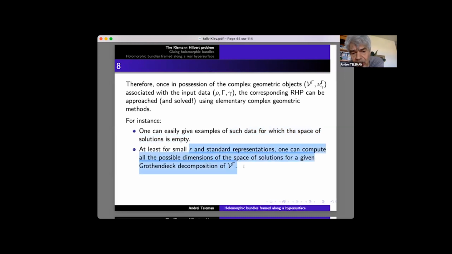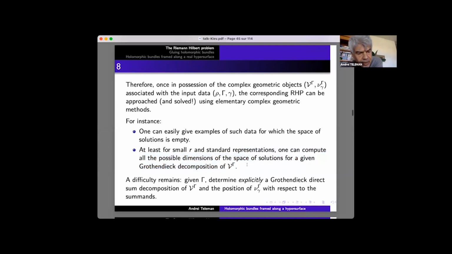And also, we can get effective results. So at least for small r, where r is the number which intervenes in GRC, the dimension of V essentially, and standard representations, one can compute all the possible dimensions of the space of solutions for a given Grothendieck decomposition. So as soon as I know the Grothendieck decomposition of gamma, I can list all possible dimensions of the space of solutions which can occur.